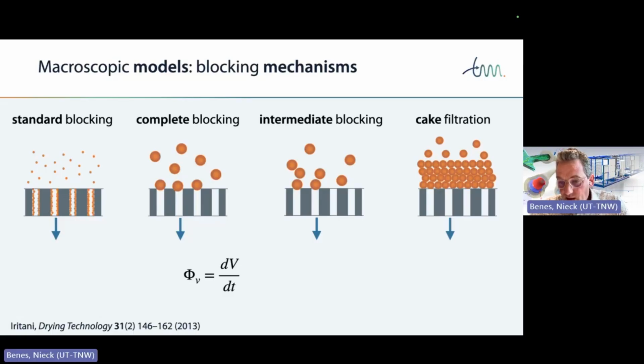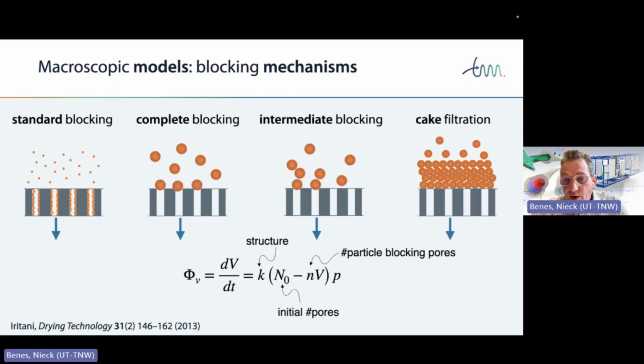Now, what we're interested in is the volumetric flow rate, so the change in what we capture, the V, the volume over time. And in these models, this is related to the expression that you see here. K relates to the structure of the pore, so the pore size, for instance, the porosity, how many pores we have and how large they are essentially. This N0 is the initial number of pores that's present, so the open number of pores initially. And then we have P, the pressure, and we have the number of particles blocking pores, and this depends, of course, on how many particles have been filtered out of the solution.